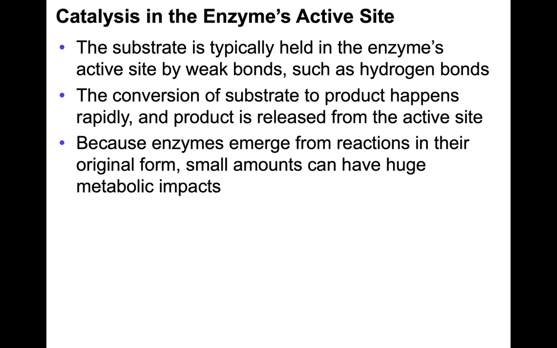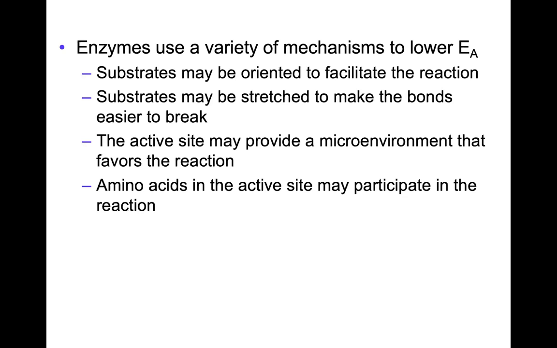Catalysis in the enzyme's active site. The substrate is typically held in the enzyme's active site by weak bonds, such as hydrogen bonds. The conversion of a substrate to product happens rapidly, and the product is released from the active site. Because enzymes emerge from reactions in their original form, small amounts can have huge metabolic impacts.